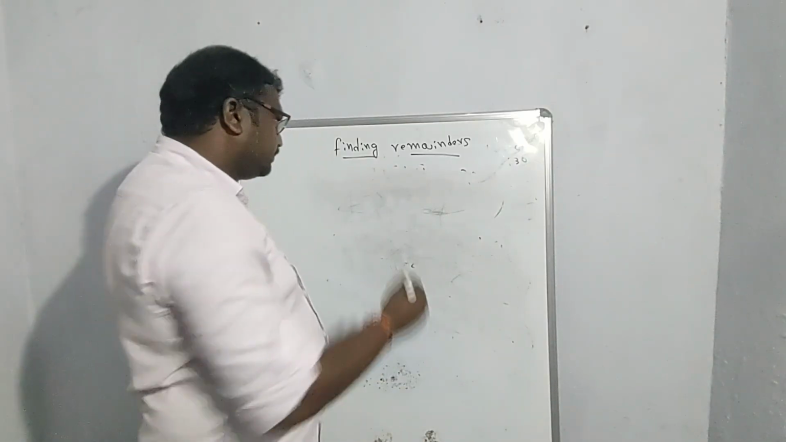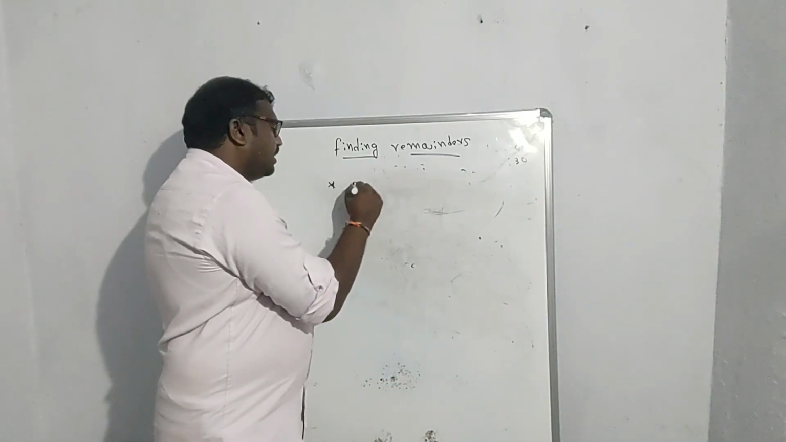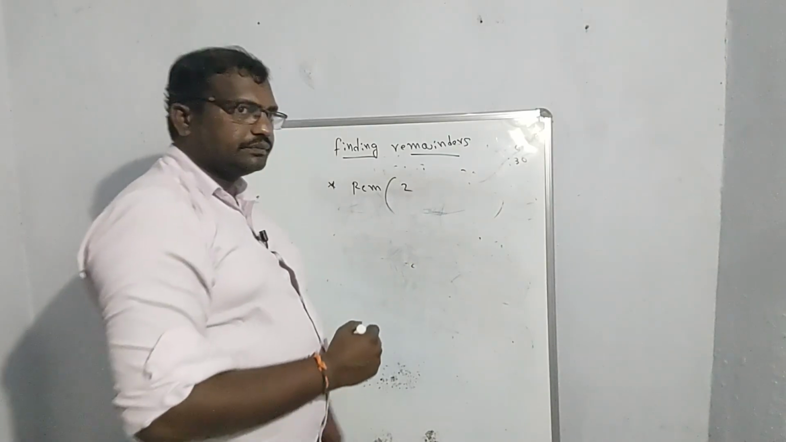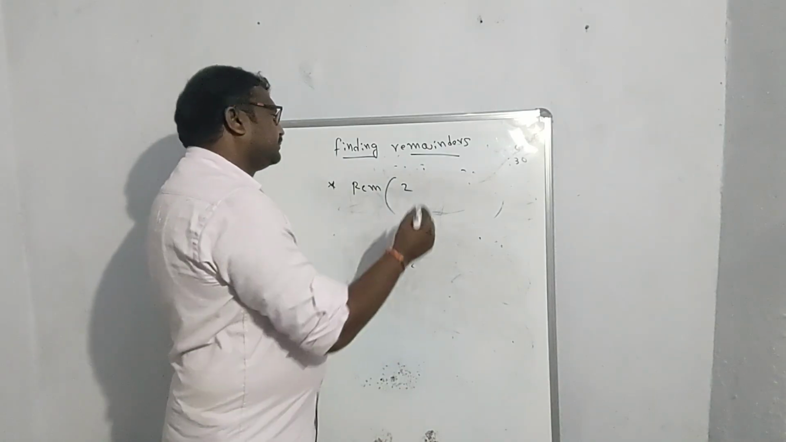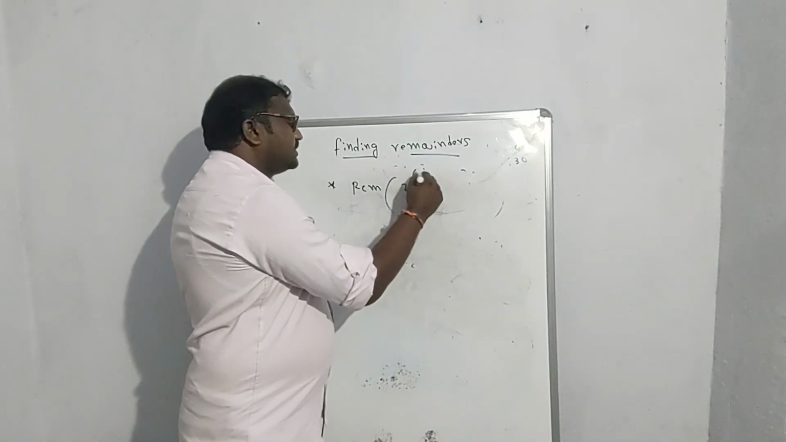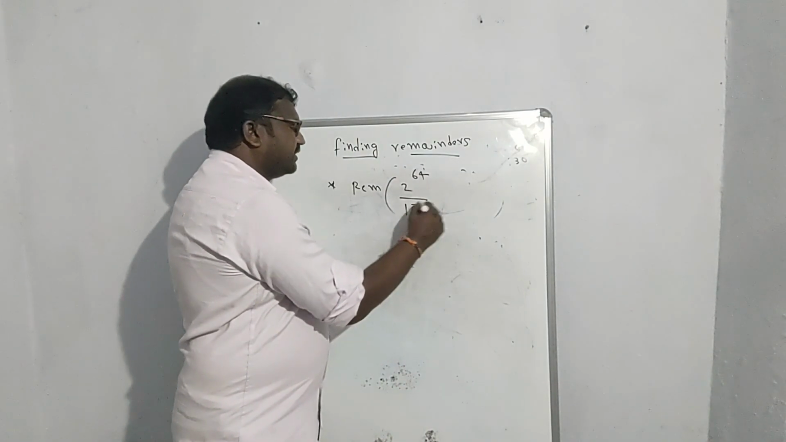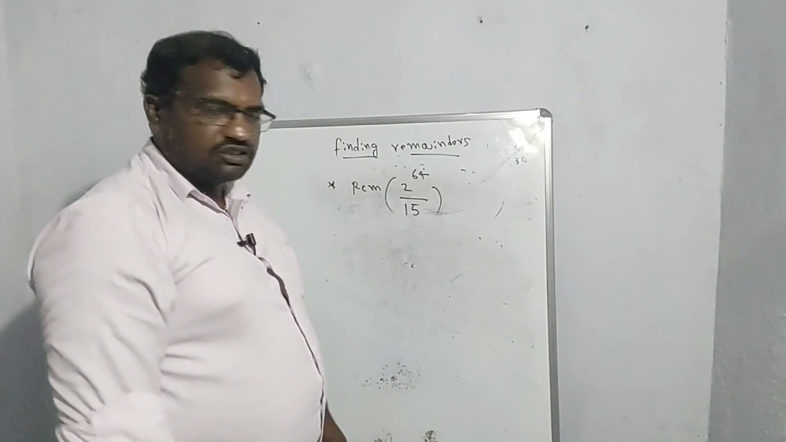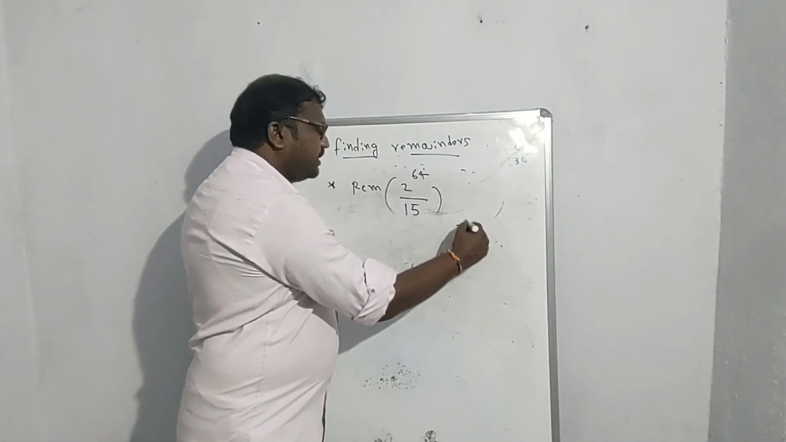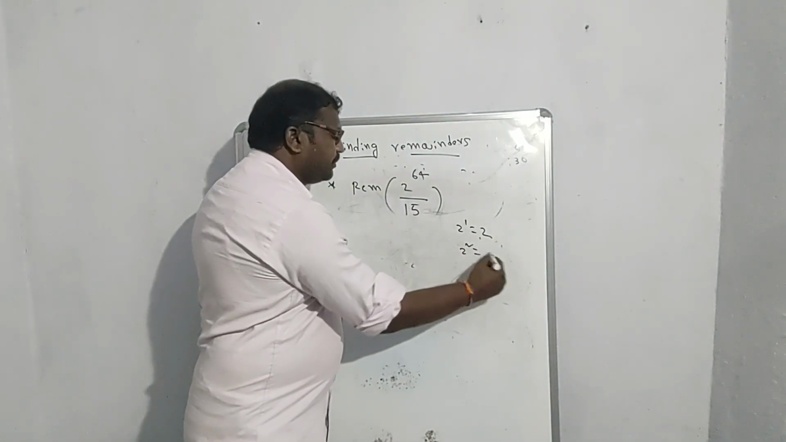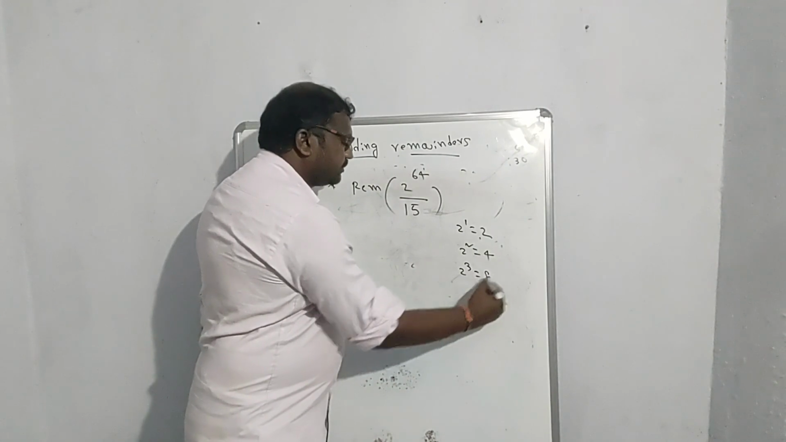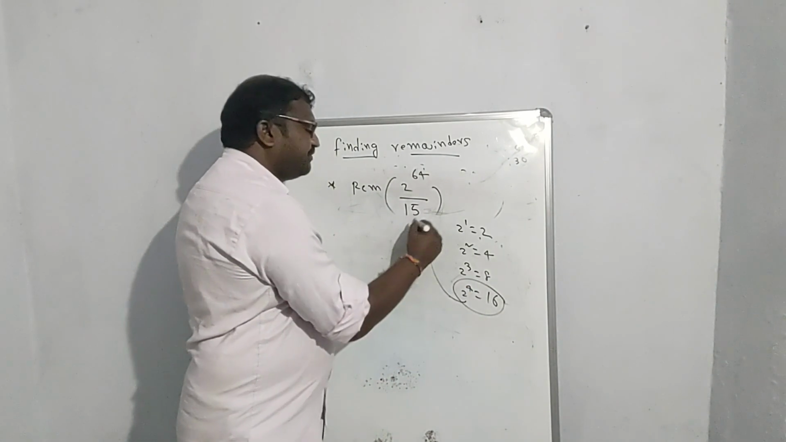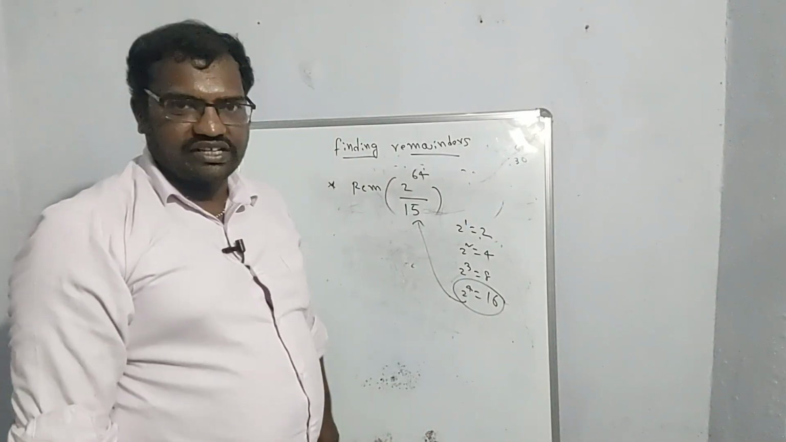One more problem. Remainder of 2 power 64 divided by 15. Here I am writing the power cycle. What is the power cycle? 2 power 1 is 2, 2 square is 4, 2 cube is 8, 2 power 4 is 16. So 16 is nearer to 15, and I am writing the power cycle.